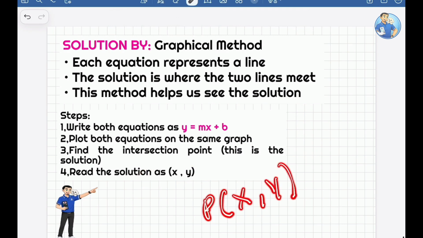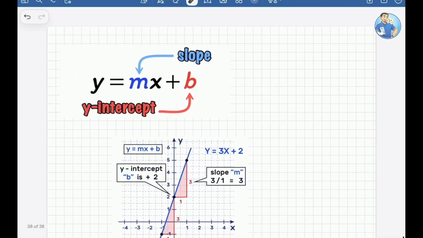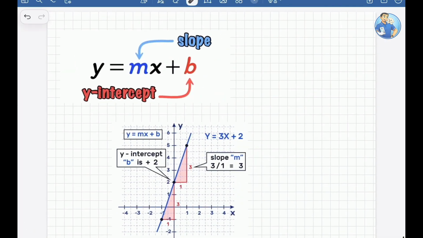So we are going to plot the graphs to find the intersection point, to then identify what the coordinate is, the x coordinate and the y coordinate, because that would be our solutions. Okay, before that, here we have written both equations in mx plus b. I want to remember the meaning of this mx plus b.